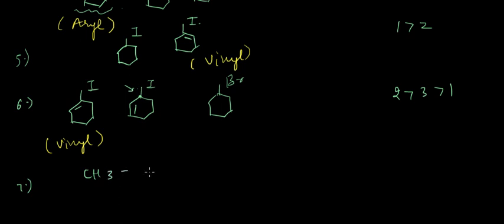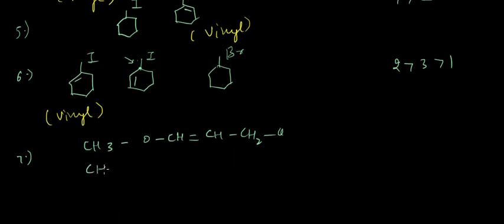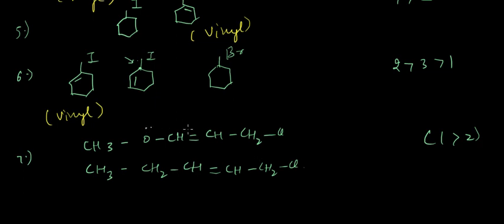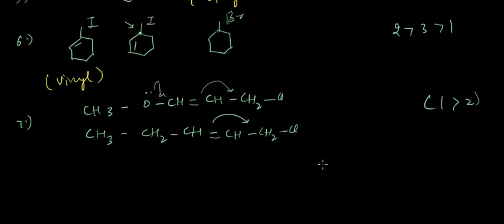Let's discuss this and this. Okay, so what would be the rate? 1 would be more stable than 2. Why? Because of the lone pairs. So if the positive charge comes on this, it can have more conjugating structures, whereas this can only have one conjugating structure. Okay, let's take the next example.